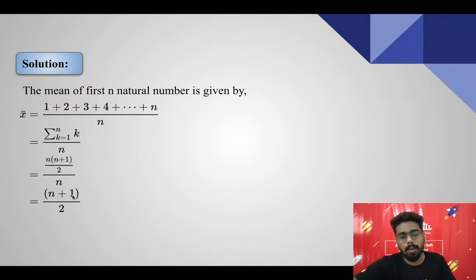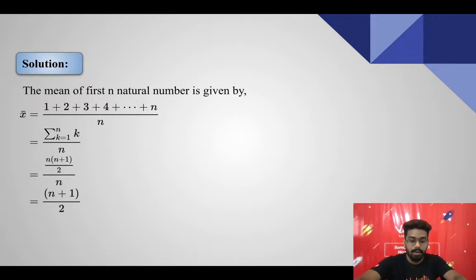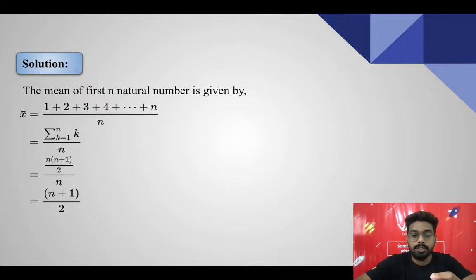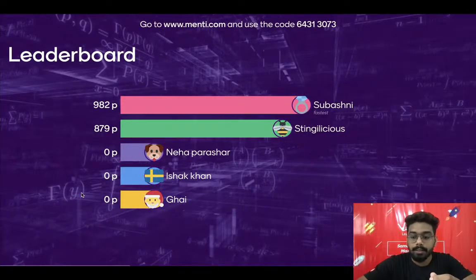If you don't understand, no problem. You will take an example, and through the example you will check whether this formula is correct or not. Okay, this is what you are going to check. Now the next question is on your screen.